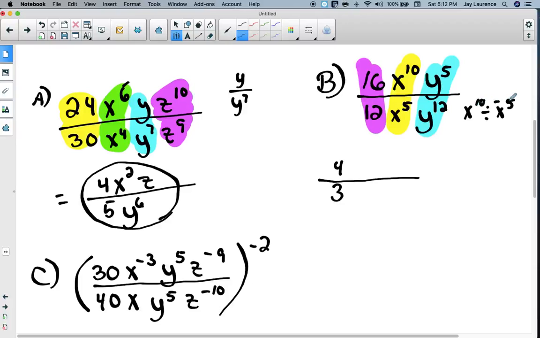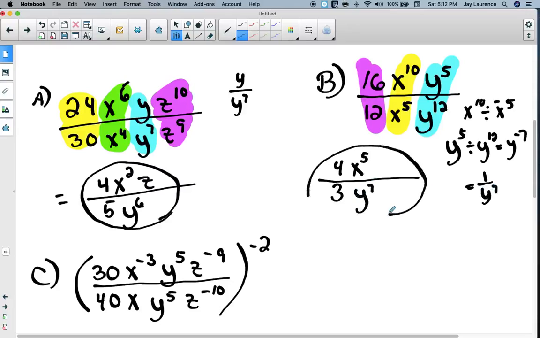Okay? Now, here with the x's, I have x to the 10th divided by x to the 5th, which means subtract the exponent, so give me x to the 5th. It's a positive, so I'll keep it in the numerator. But when I have the y's, I have y to the 5th divided by y to the 12th, and that'll be y to the negative 7th. But the negative exponent tells me I have to use the reciprocal, and so the y to the 7th is actually in the denominator.